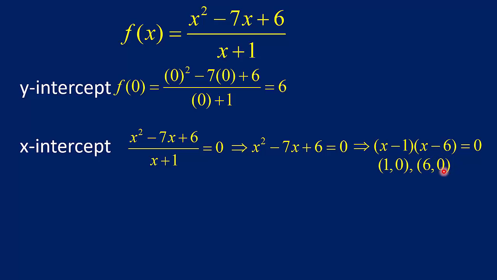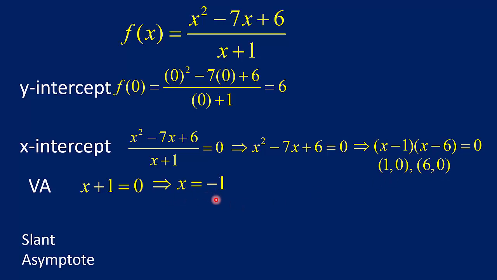Now, there's no horizontal asymptote, but there is a vertical asymptote. The vertical asymptote, we find that by setting the denominator equal to 0. x plus 1 equals 0, and that's a super easy equation to solve. x equals negative 1. So now we have our vertical asymptote. Now let's look at how we find our slant asymptote.